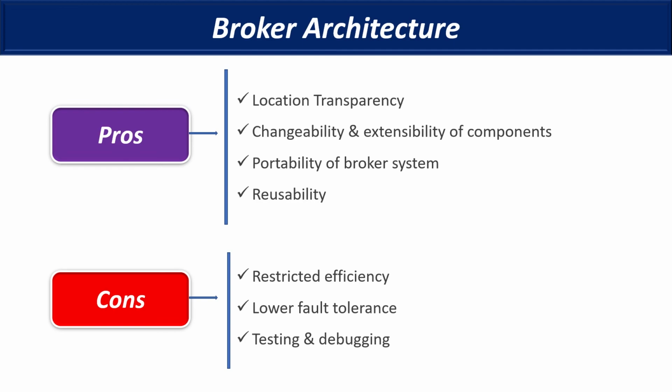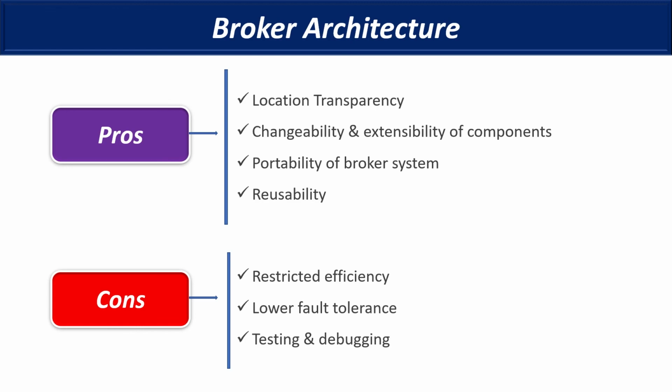And the cons here are restricted efficiency. Restricted efficiency means that there would be three layers working: client, server, and the broker. It is not actually just the client and the server. There is a three-way connection, not a two-way connection like client server architecture. The broker architecture is not that efficient because of the broker in the middle between the server and the client.